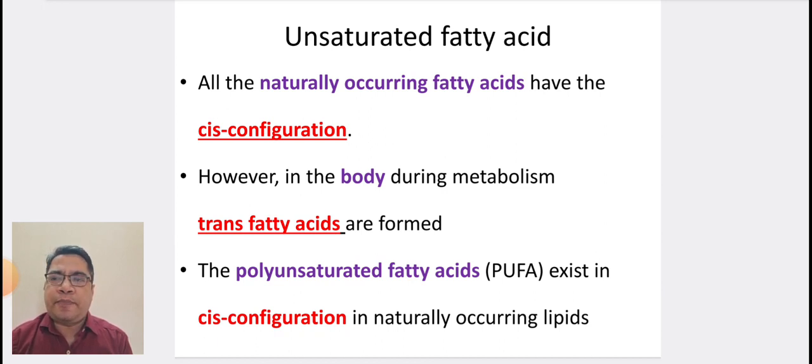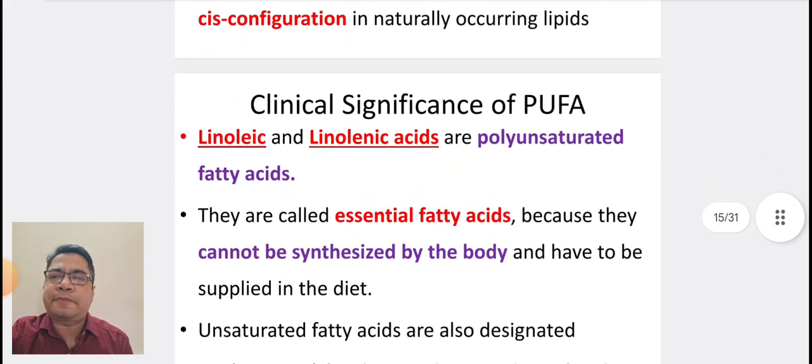However, in the body during metabolism, trans fatty acids are also formed. The polyunsaturated fatty acids exist in cis configuration in naturally occurring lipids.